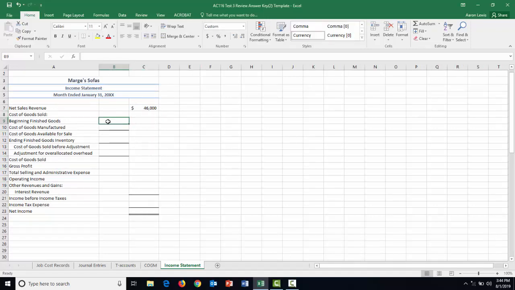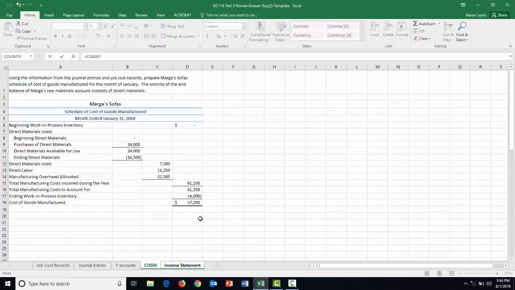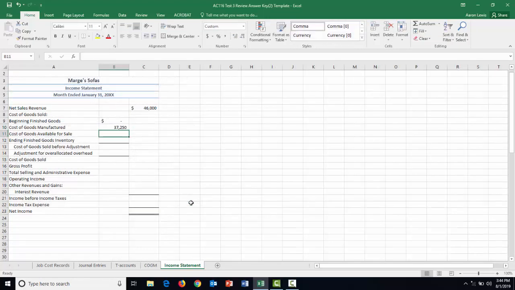Over here we need to start figuring out what our cost of goods sold was by starting with our beginning finished goods. Again, we are a new company, so it is 0. For our cost of goods manufactured, we just figured that out. We're going to take the end number of our cost of goods manufactured schedule, $37,250, and when you add your beginning finished goods plus your cost of goods manufactured, you're going to come up with your cost of goods available for sale. From that, we're going to have to subtract out our ending finished goods inventory.